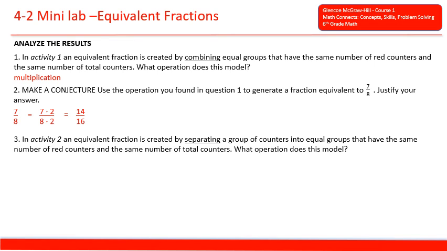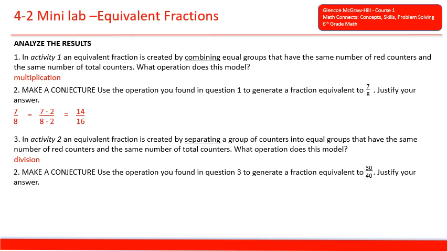In activity 2, an equivalent fraction is created by separating a group of counters into equal groups that have the same number of red counters and the same number of total counters. What operation does this model? So we separated, so we divided, so division. Make a conjecture. Use the operation you found in question 3 to generate a fraction equivalent to 30/40. Justify your answer. And if we have 30/40, we could divide by 5, and we would end up with 6/8.